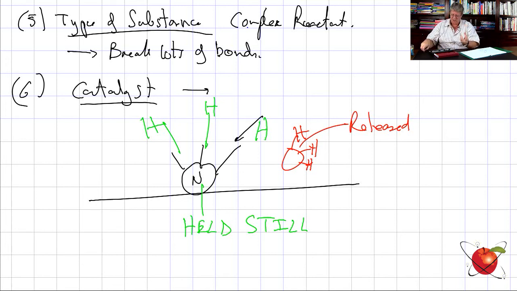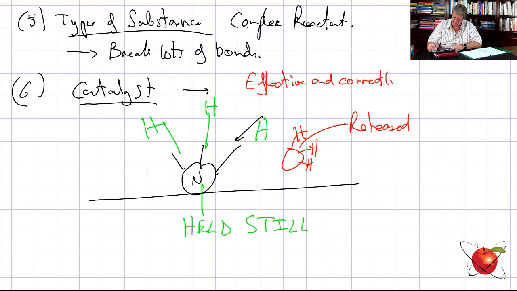It's holding it so that you can have an effective and correctly aligned collision. That's what this is about. It's an effective and aligned collision. Okay, so then we're now going to look at, next we're going to look at the Boltzmann's, Maxwell-Boltzmann curve.